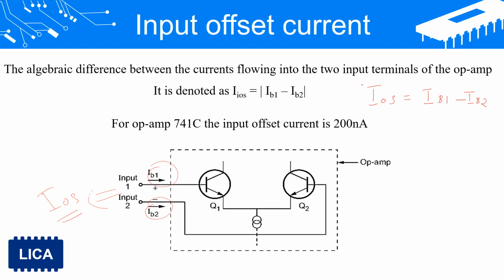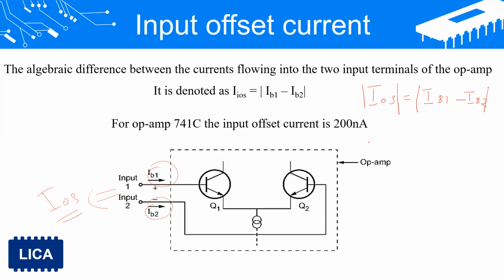So to avoid that, we have to take the absolute value. In some cases, IB1 may be the higher value, so no problem. In some other cases, if IB2 is highest, then we may get a minus answer, right? So to avoid that, we will be making it an absolute value.